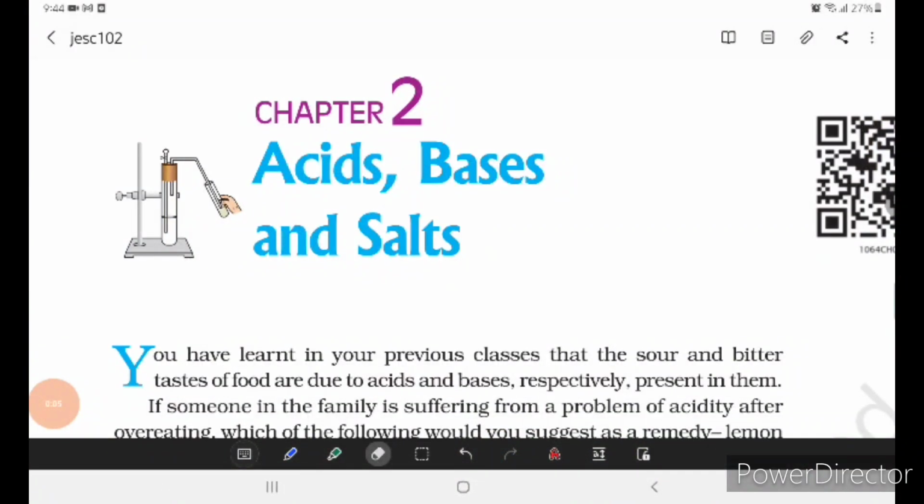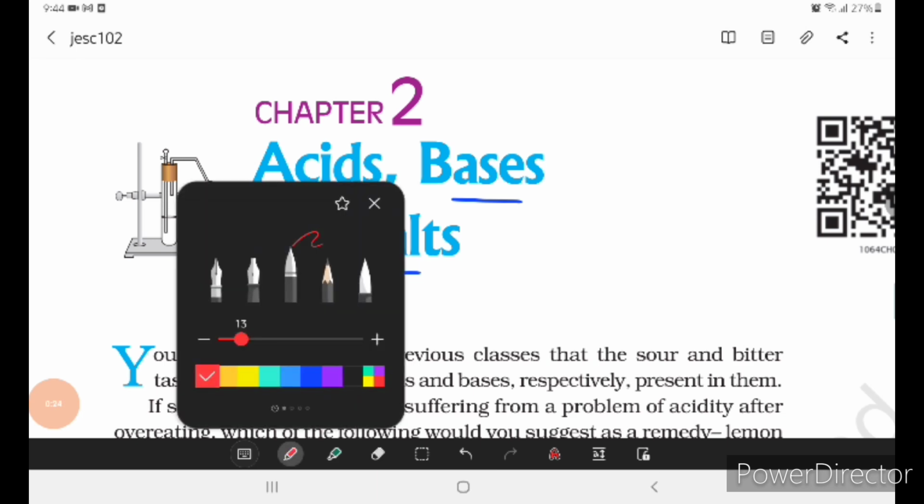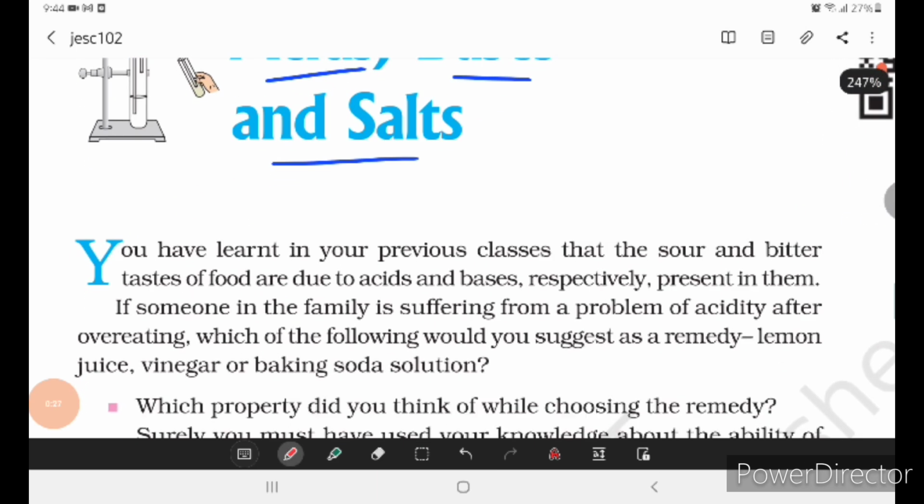So today we are going to start the second chapter, that is acids, bases and salts. In our previous videos we have completed chapter 1, that is chemical reactions and equations. We discussed the basics: how a chemical reaction takes place, what we need to know from a chemical reaction, how we can say that a chemical reaction has taken place, how to balance an equation, oxidation reactions, redox reactions, etc. A lot of information was in the first chapter.